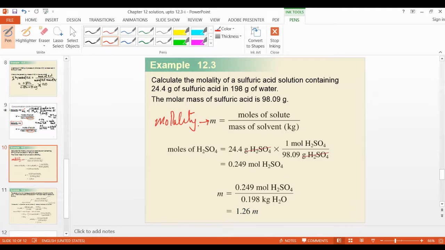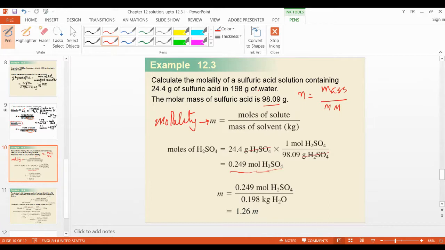Molality. So first of all, the moles. Moles you will get from 24.4 gram, mass over molar mass, right? Just take the molar mass of sulfuric acid from here and the mass from here, so you will get moles. See, in 1 mole of H2SO4, 98.09 gram of H2SO4 is present. Either you divide by this directly or you can write it like this. Both ways you will get the correct answer. So this is the moles you have.